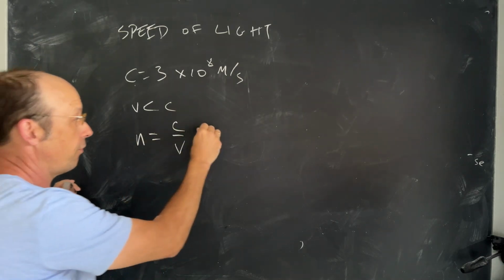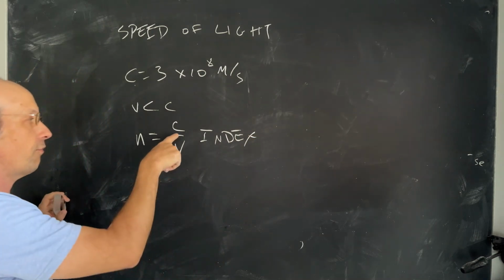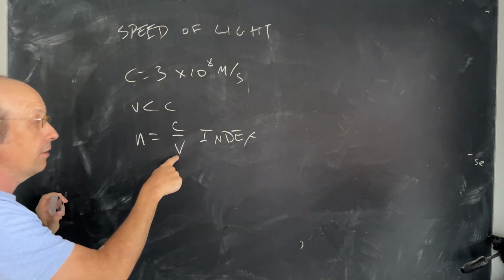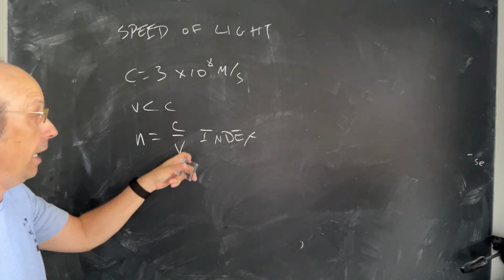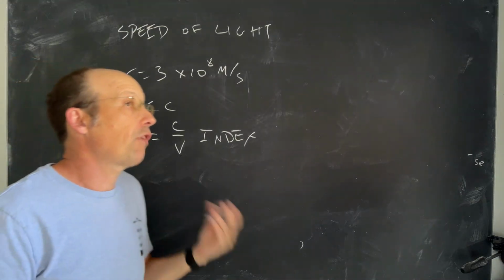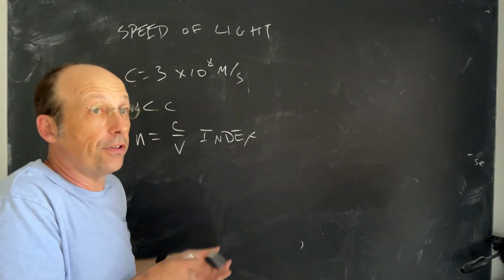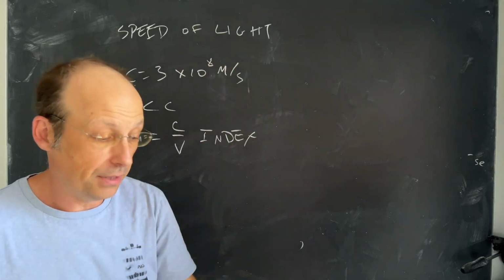The index of refraction, I'm just going to put index. The index of refraction is the ratio of the speed of light to the speed in that material. So since this is less than the speed of light, this is going to be a number greater than 1. So the greater the index of refraction, the slower the speed is in that material. And that's part of the thing that causes things to happen with this.